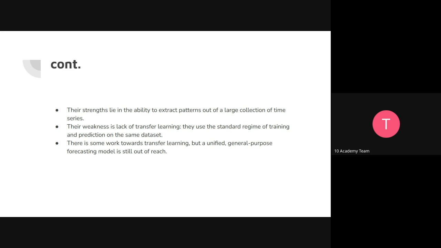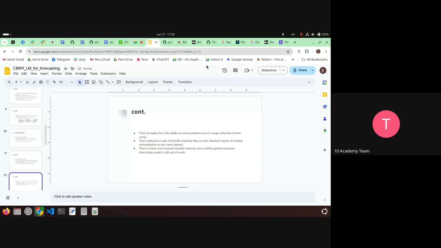So the idea is that if you can have a model that you train on some time series data to forecast, then you can transfer this knowledge to any kind of time series data and make a model that can be used for forecasting on any kind of new data. You don't have to train it specifically on it. It's going to be general purpose, a foundational model, as it's called.